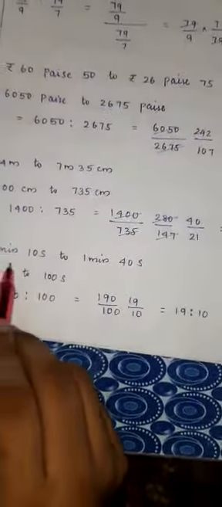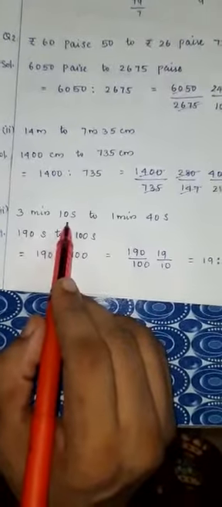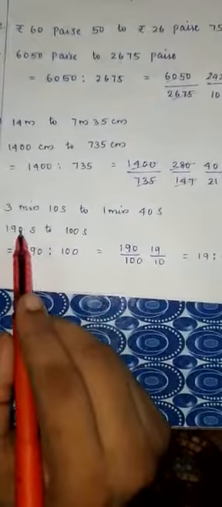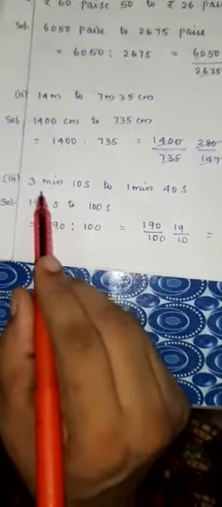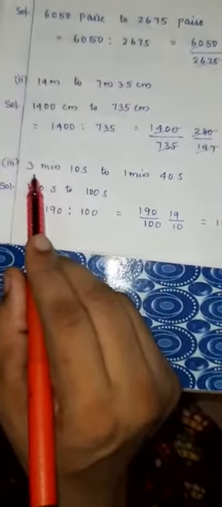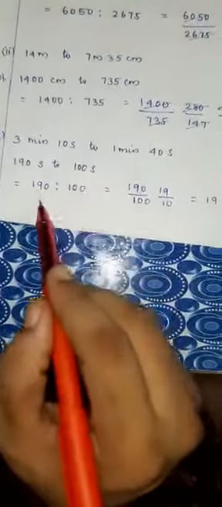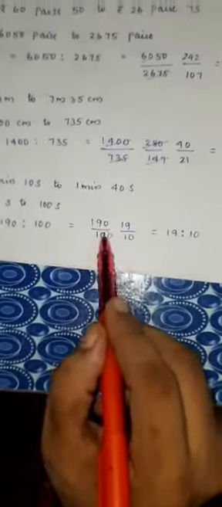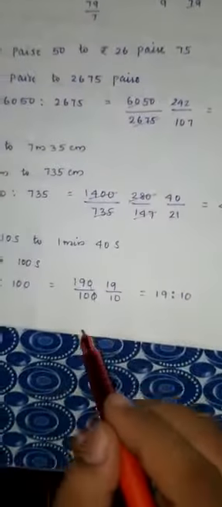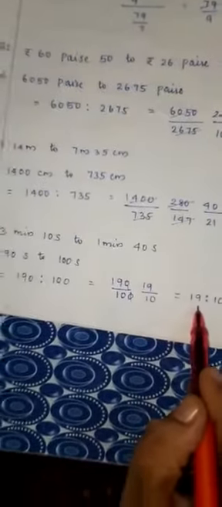Next question, 3 minute 10 second to 1 minute 40 seconds. You know, here minute and seconds are given, so convert both into seconds. You know, 1 minute is equal to 60 seconds, so 3 minute is equal to 3 into 60 is 180. So 180 plus 10 is 190 seconds to here 100 seconds. So you can write 190 divided by 100. Both are coming in the table of 10. So you can cancel out by 10. So the answer is 19 is to 10.